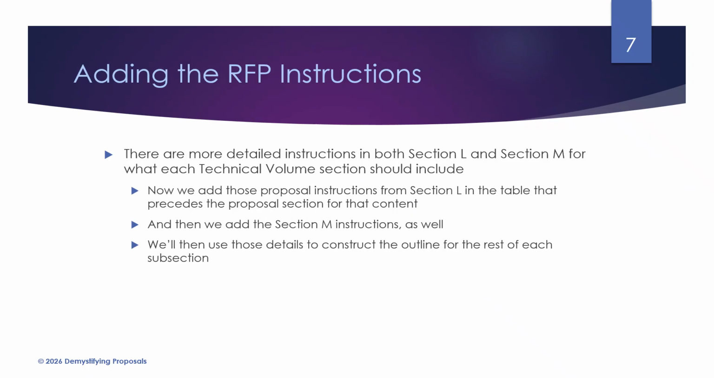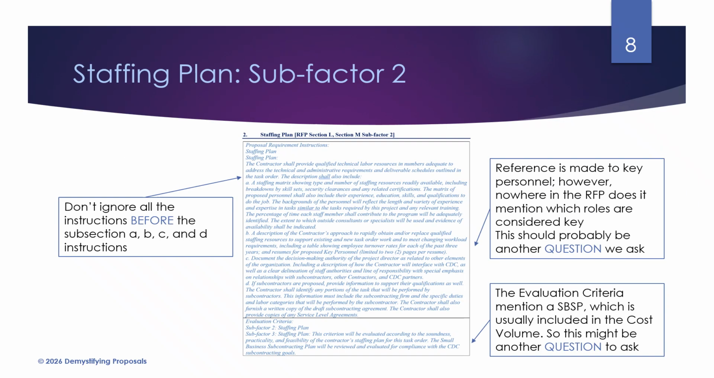So there are more detailed instructions in both L and M about what the technical volume sections should include. So now we're going to add those proposal instructions from section L in the table that precedes each proposal section for that content. And then we're going to add the section M instructions as well. And then we use those details to construct the outline for the rest of each subsection. So here for the staffing plan, we have 4 subsections, A, B, C, and D. Note that there is content before section A, so we want to make sure that we address that information somewhere as well. We'll talk about that on the next slide.